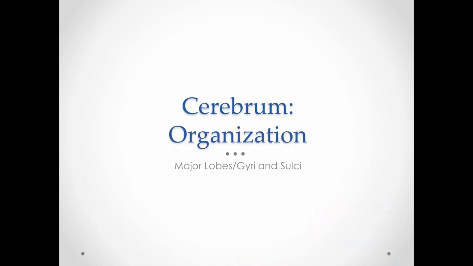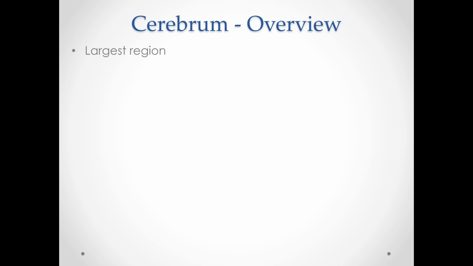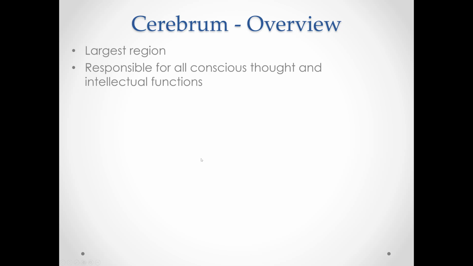In this section, we're going to start talking about the cerebrum, and we're going to start with its overall organization. We're going to look at the major lobes, gyri and sulci, and then we'll go into details in the subsequent sections. So as mentioned in the beginning, the cerebrum is the largest region. It's that large wrinkly portion that most people think of when they think of the brain. The cerebrum is responsible for all conscious thought and intellectual functions. So we sometimes call these the higher order functions.